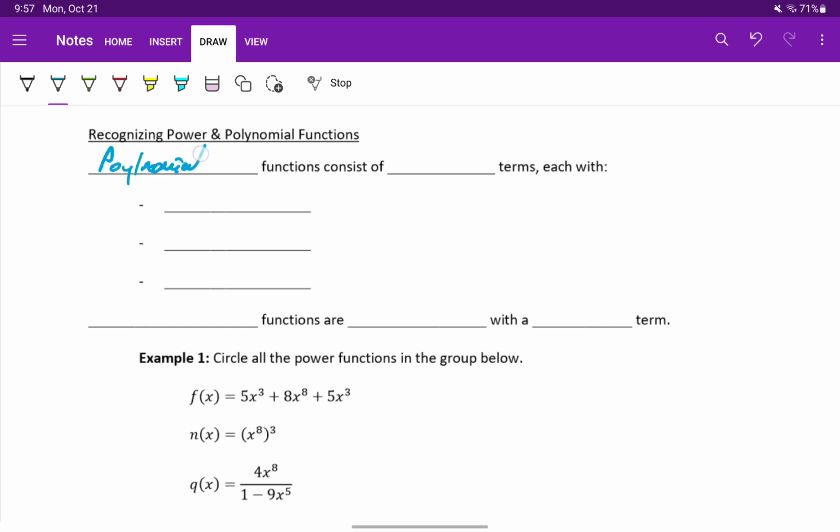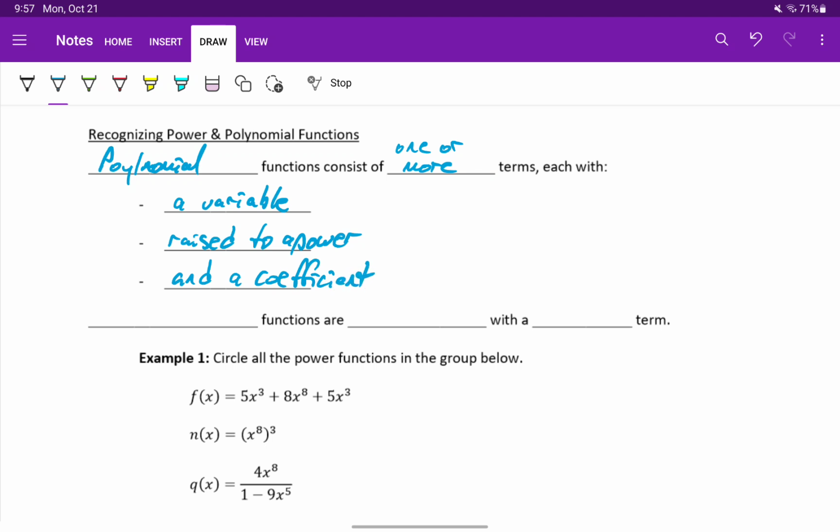So a polynomial function is a function that consists of one or more terms, each with a variable raised to a power and a coefficient. For instance, we could consider a function g of x is equal to 6x squared plus x plus 1.